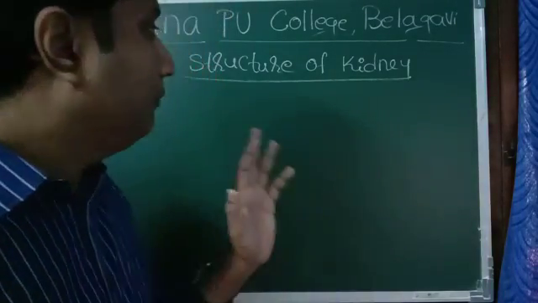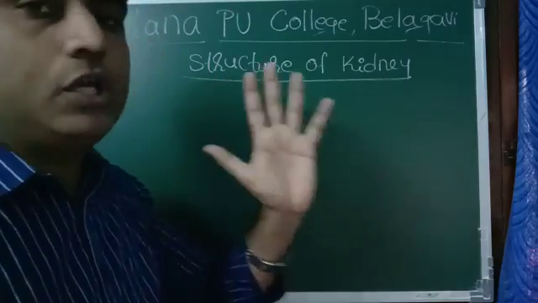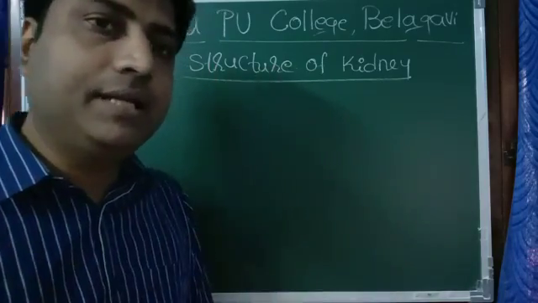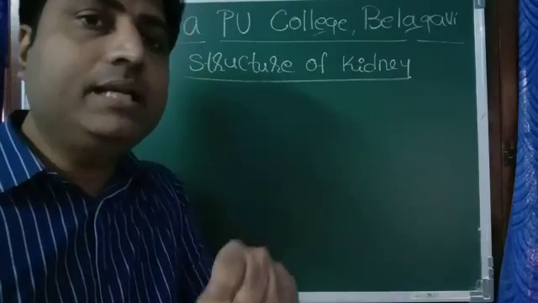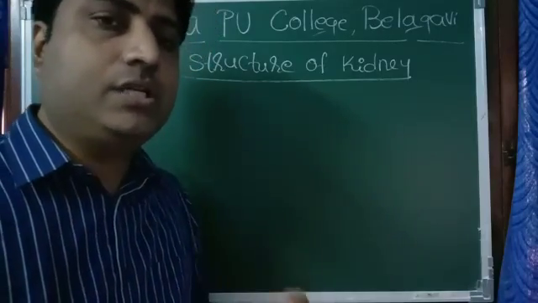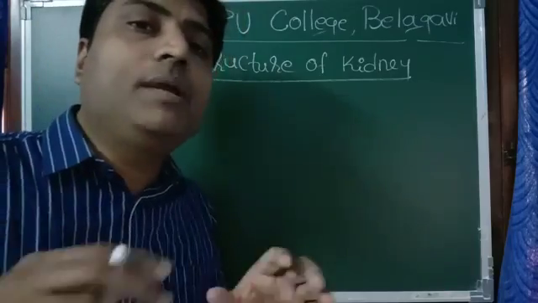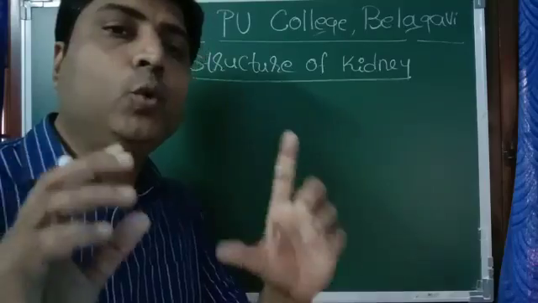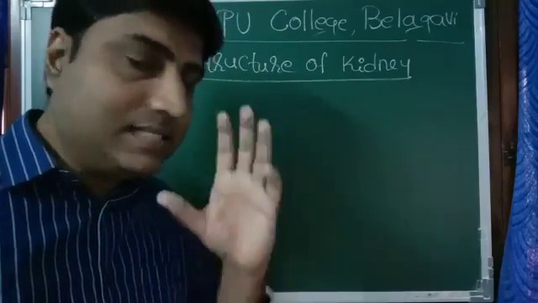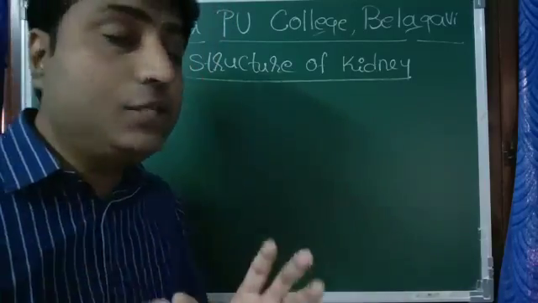So now we will move on to the structure of the kidney. How exactly is our kidney present? Where is our kidney located? Our kidney is located just at the back of our abdominal cavity. We have one pair of kidneys, two kidneys, and each kidney is bean shaped.